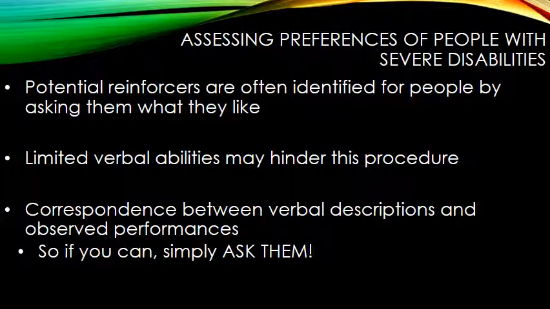So when we need to figure out what people's preferences are, it gets a little bit tricky when we're working with individuals with disabilities. Potential reinforcers are often identified for people by asking them what they like, but if the individual has limited verbal abilities, this may hinder this procedure. If you can, asking an individual is generally a pretty good approach, as there is good correspondence between the verbal description that they give you and observed performances. That is, what people say they like tends to be what they actually like. However, if they don't have this ability, then we have to come up with more clever ways to discover what types of items that individuals prefer, which may function as a reinforcer.